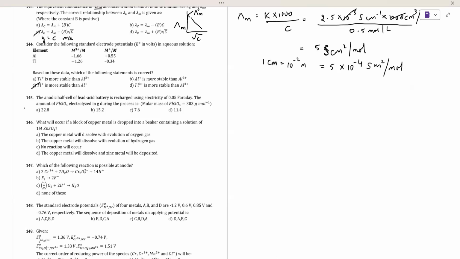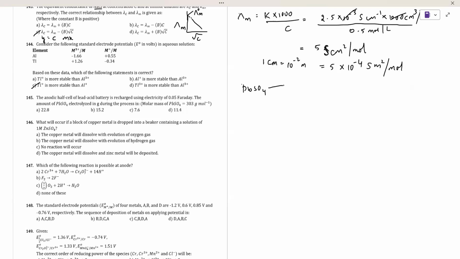Now coming to 145. What is 145? The anodic half cell of a lead acid battery is recharged using electricity of 0.05 Faraday. The amount of PbSO4 electrolyzed in grams during the process is. So this is basically understood as PbSO4 on recharging acting as anode.